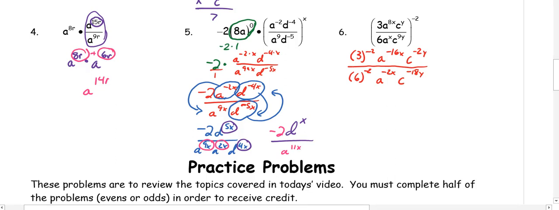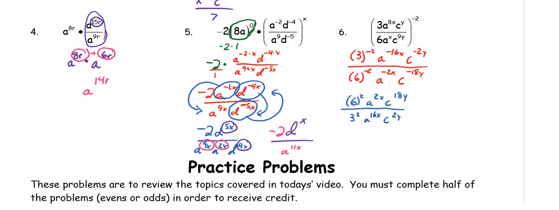So notice everything in the numerator and denominator have negative exponents, so we are going to flip those from the numerator to the denominator, and everything flips this time because they all have negative exponents. So that gets us 6 squared, a to the 2x, c to the 18y, over 3 squared, a to the 16x, and c to the 2y.